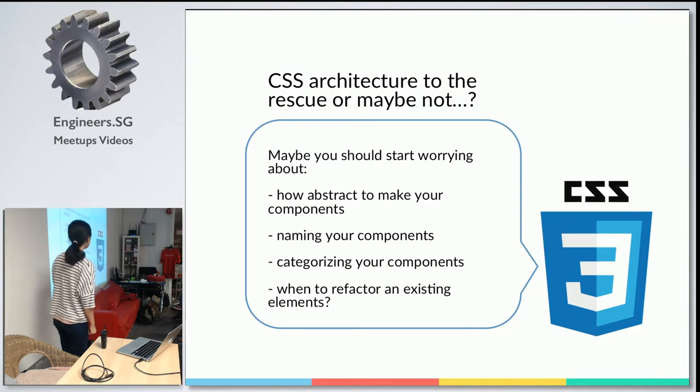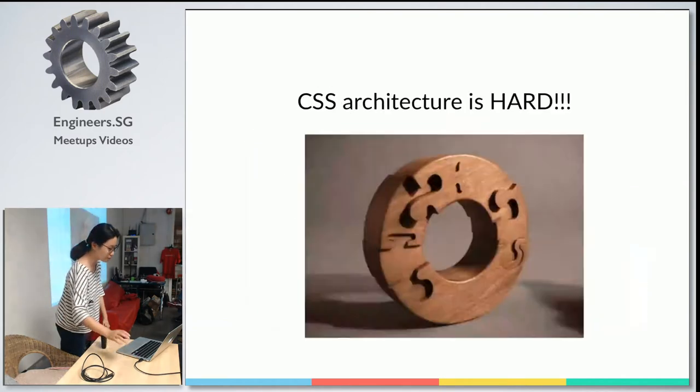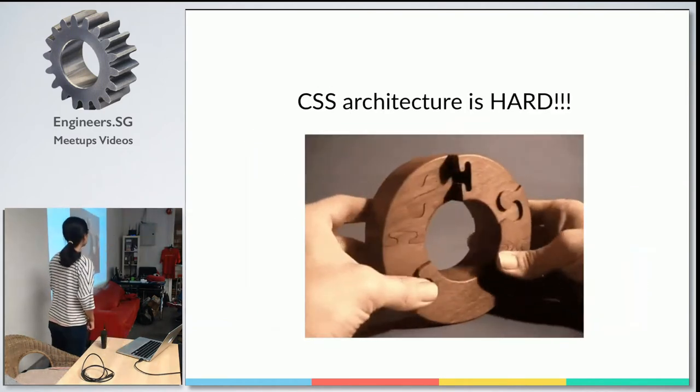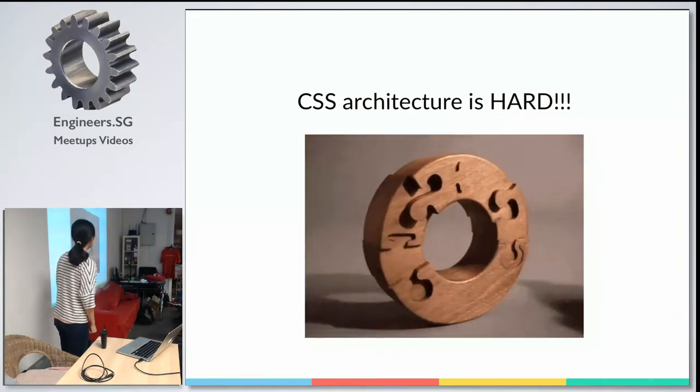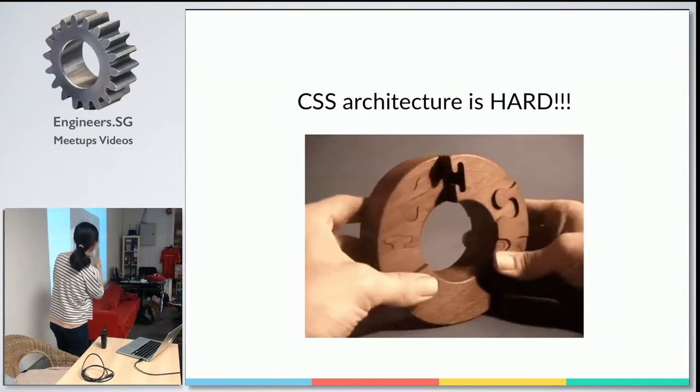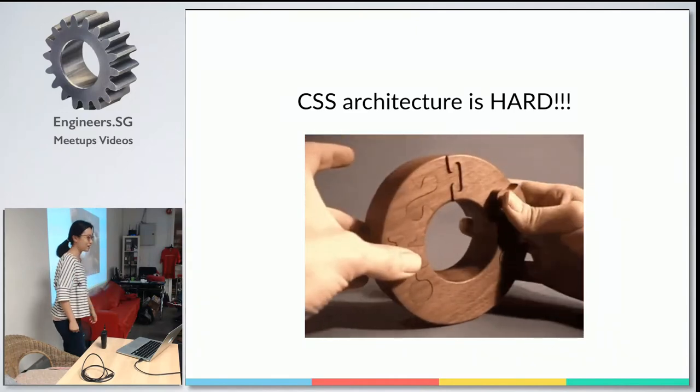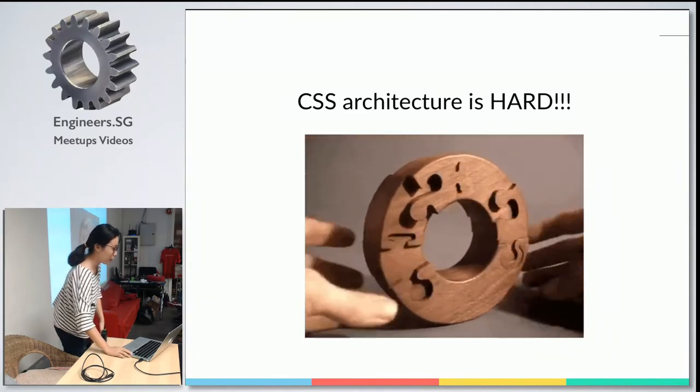And fourth, when to refactor an existing element. You might have an element which you think is not the best, but is now the time to refactor, or is it me, or does it have to be someone else? So even CSS architecture alone, there are a lot of things to worry about. And you can realize that CSS architecture is really hard because CSS is so fragile. It's like you're trying to fix a puzzle and one part just always seems to pop out and you can never get it perfect.